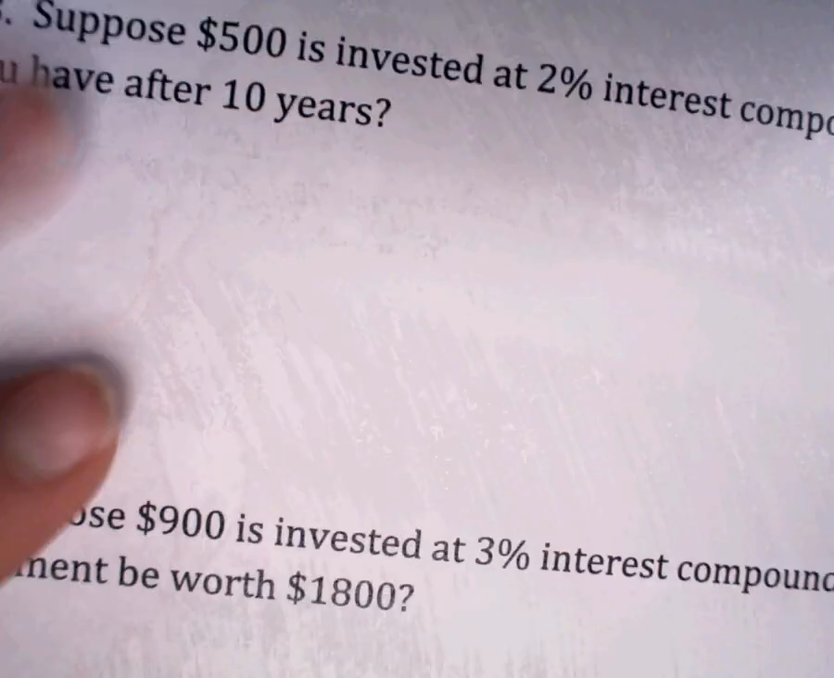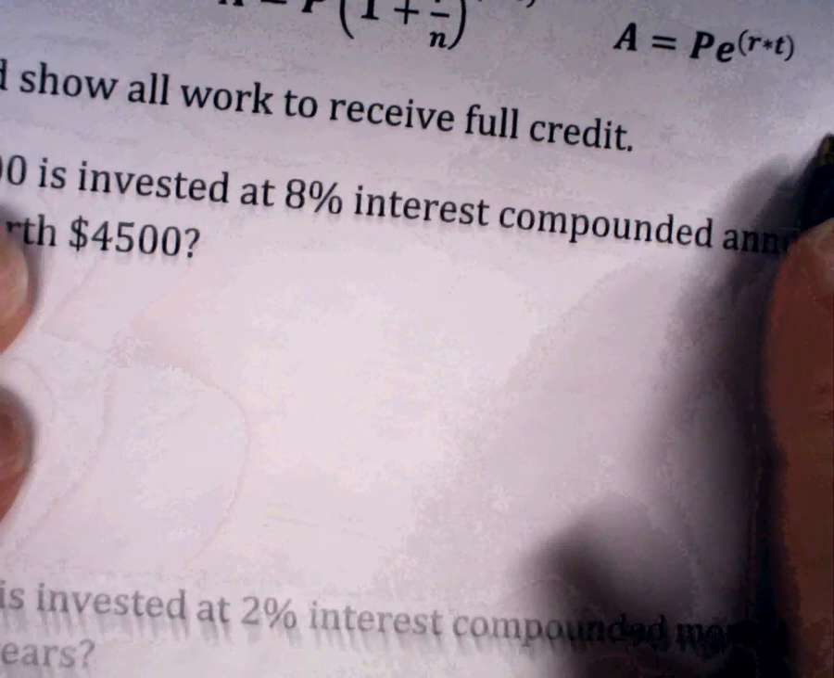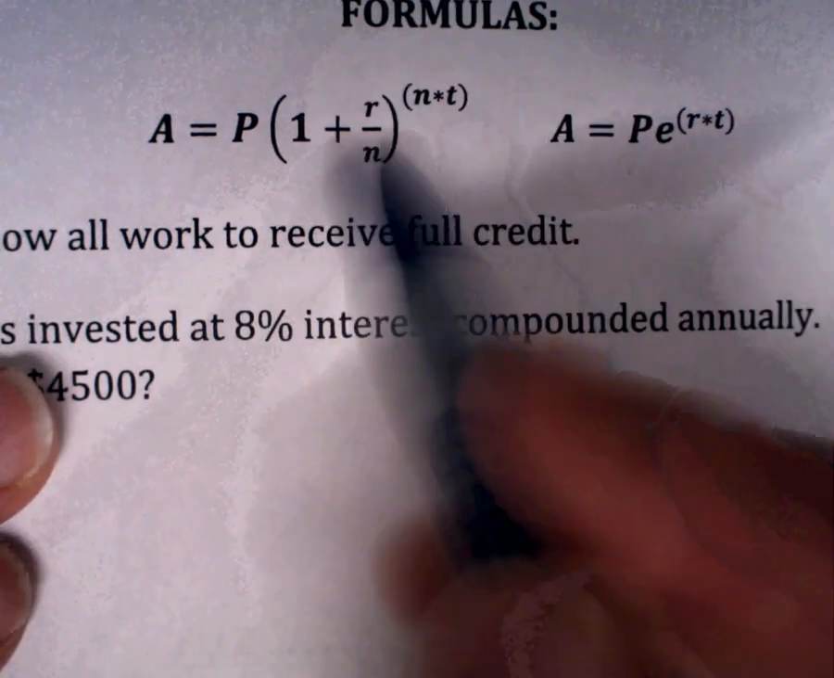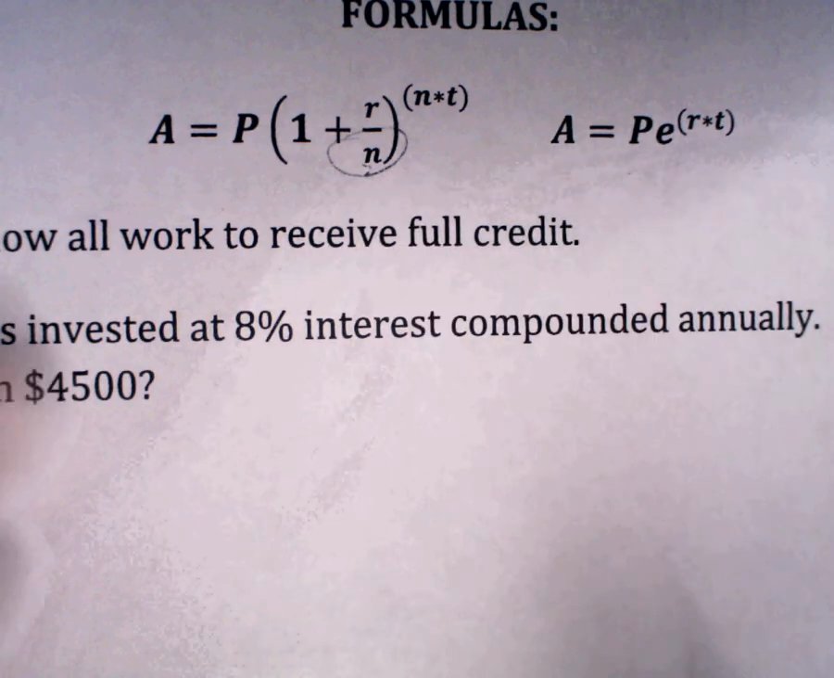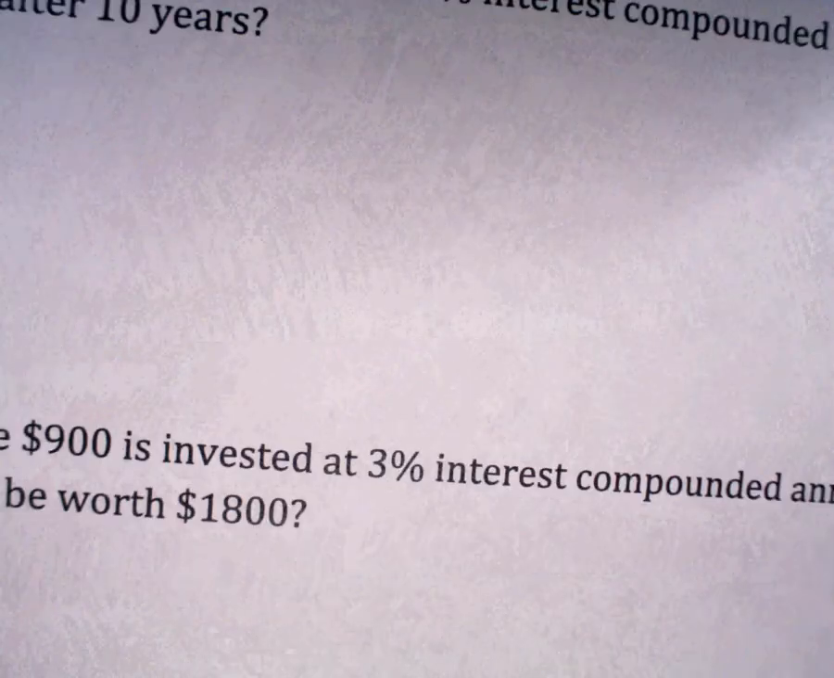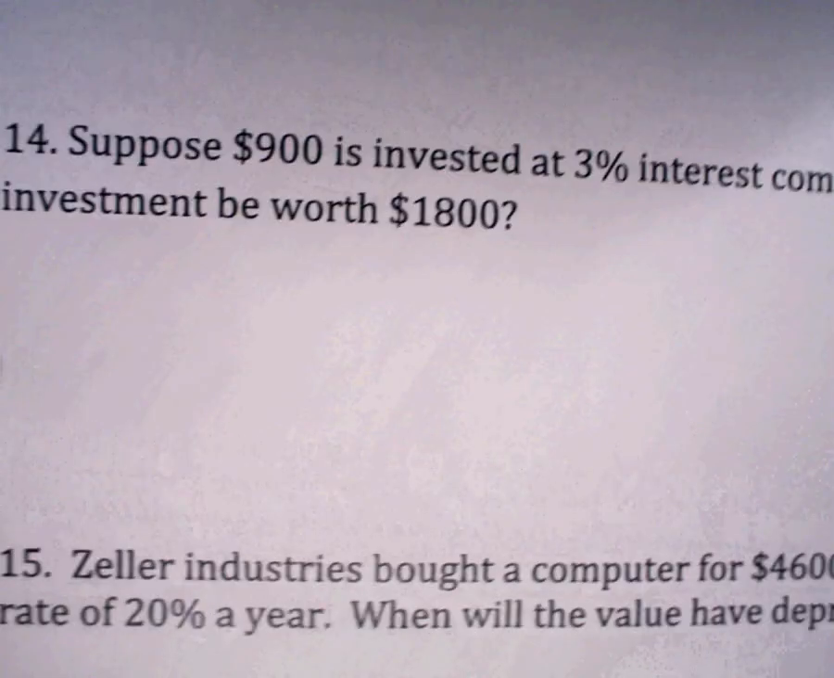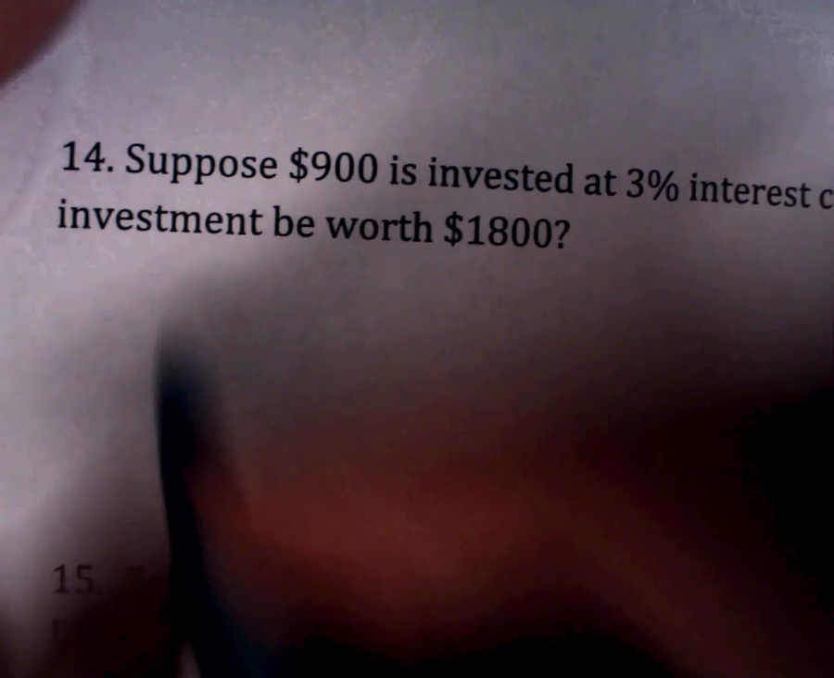All right, so let's do some application on the back. I already went over what all these mean, just to go back over: continuous, not continuous. It also will mention something about monthly, daily, weekly, annually. So let's go to number 14. So 14 is talking about, suppose $900 is invested.